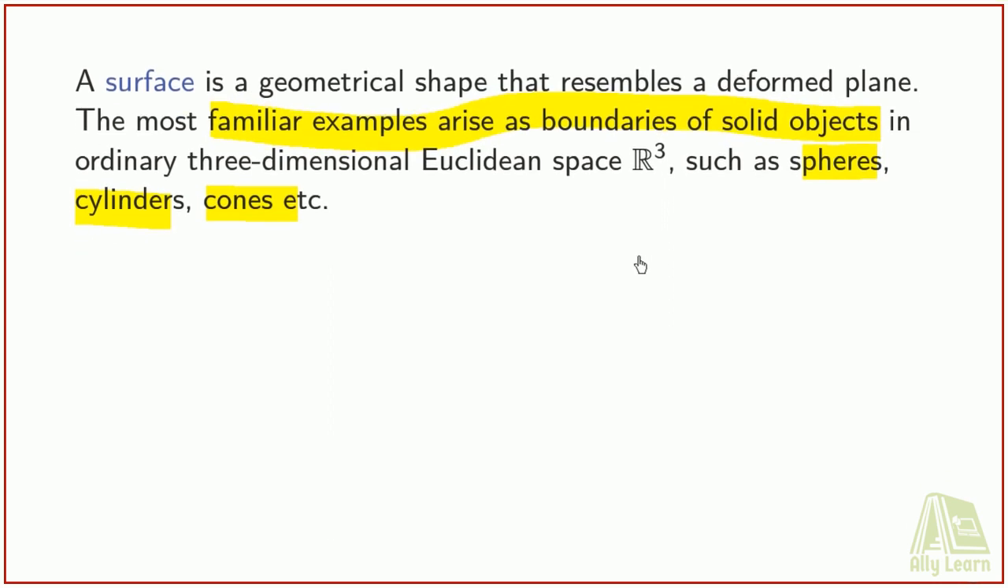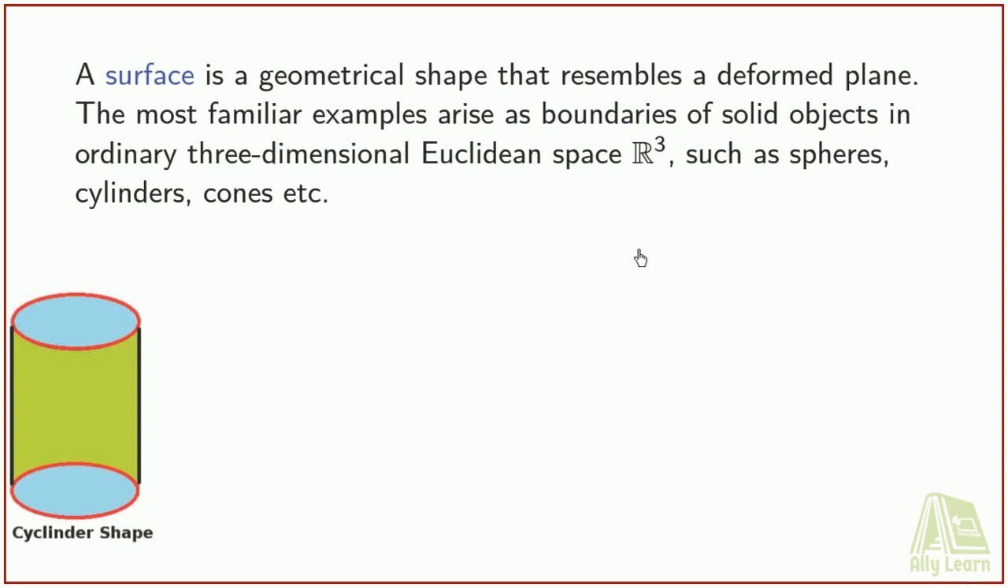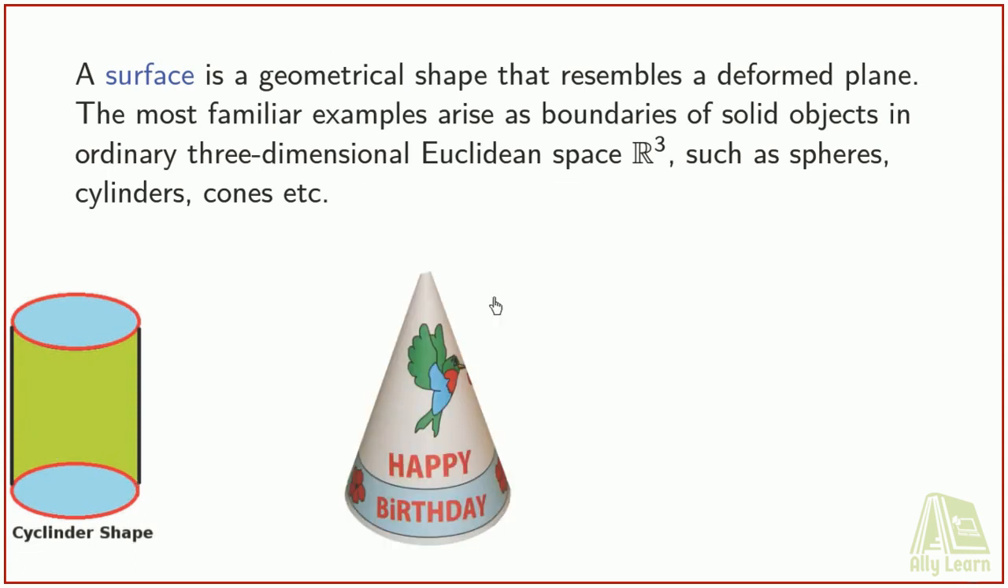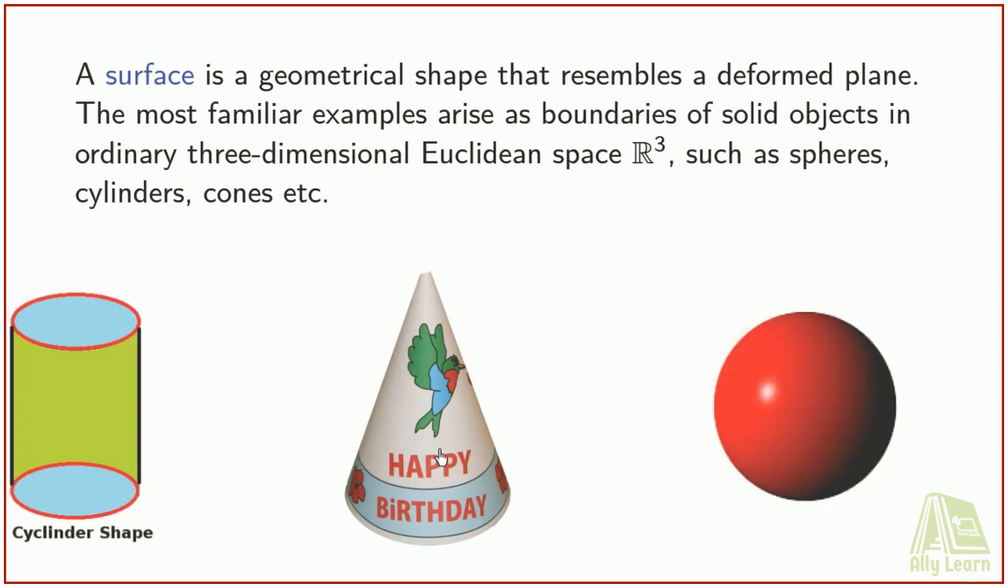Okay, so cylinder, as you can see, ये जो cylinder है इसका जो boundary है, that is a surface. ये cylinder itself is a three dimensional object और जो उसका boundary है, that is a surface. You must have seen a cone. A cone is again a three dimensional object लेकिन जो उसका boundary है, only the boundary portion, that is a surface. And lastly, sphere. Sphere is again a three-dimensional object, लेकिन जो उसका boundary है, that is a surface.